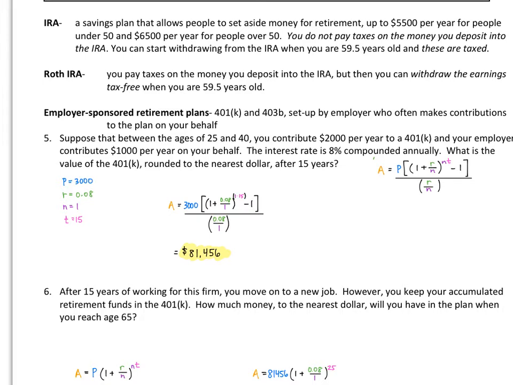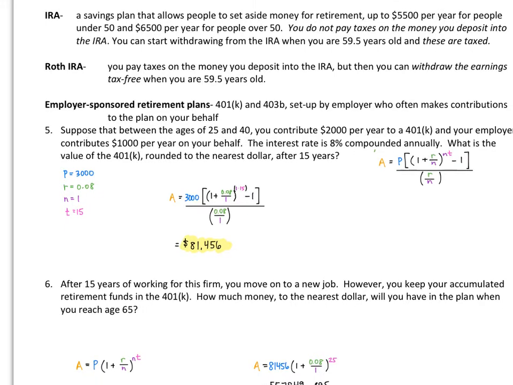Okay? But then after 15 years of working for this firm, you move on to a new job. However, you keep your accumulated retirement funds in the 401k, okay? How much money to the nearest dollar will you have in the plan when you reach age 65? So now you're not adding any more money to this. Now you're depositing what was left in that account, that $81,456, and you're just gonna let it sit there until you're retiring at the age of 65.